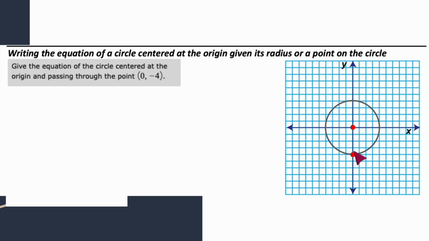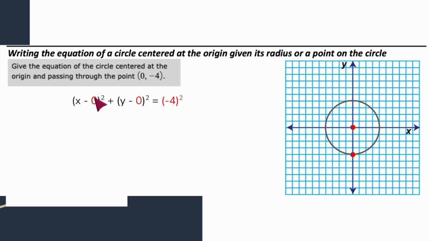So Alex isn't actually going to give you a graph on this one. I just think it's a little bit helpful to see it. You don't have to see this one, because if it's centered at the origin, that means that my H and my K are 0, 0. And then this point that it's passing through actually gives me my radius. It's going to be 4. So I can see that in any one of these kind of direct pieces here. Well, now I can go ahead and write my equation.